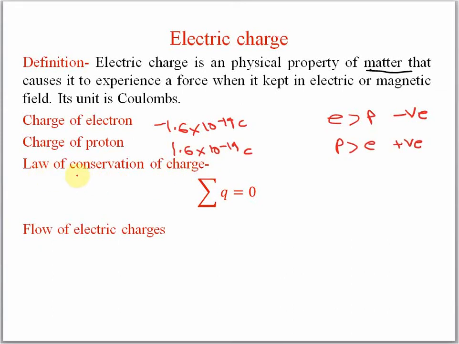Let's talk about the law of conservation of charge. The law of conservation of charge states that charge can neither be created nor destroyed. It can only be transferred. So we can write summation q equals 0. Summation q we can write as q1 plus q2 plus up to qn, and it should be equal to 0.